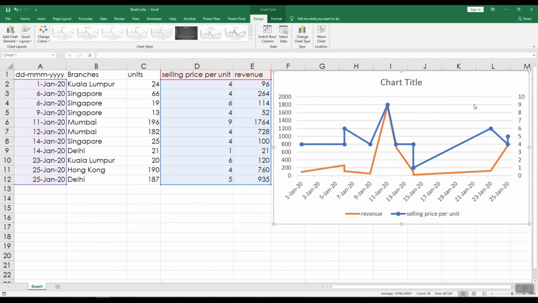Things to remember: combo chart allows us to change the type of graph when we have two sets of data or more, and we can also put the data on the secondary axis. That's all.